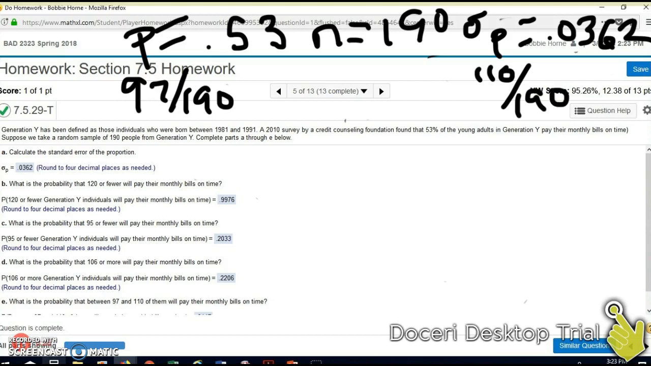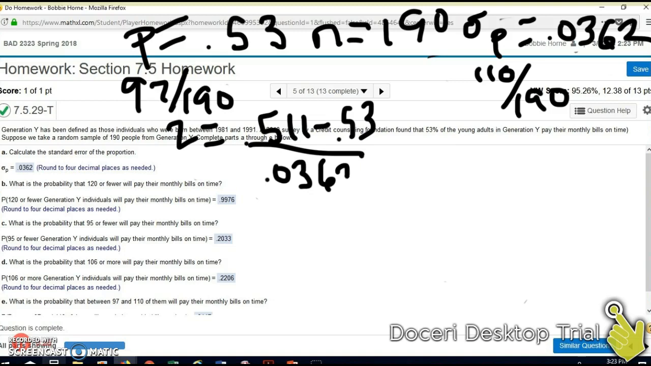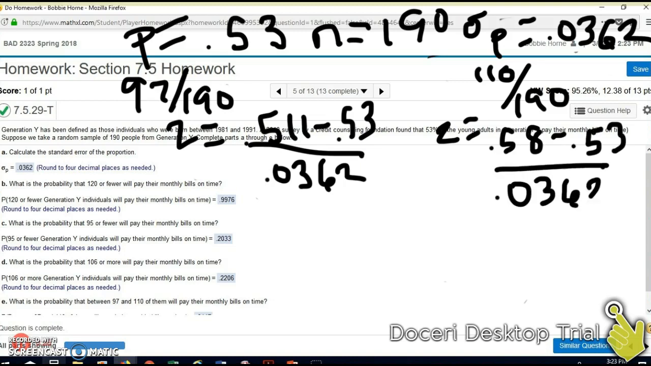When you do 97 out of 190, you get 0.511. So to find the z-score, 0.511 minus 0.53 divided by your standard error, which is 0.0362. For this z-score, 110 out of 190 is 0.58, so we're going to do 0.58 minus 0.53 divided by 0.0362. So if you do those z-scores, you will get negative 0.52 and 1.38.